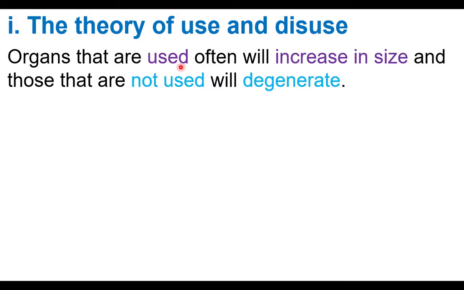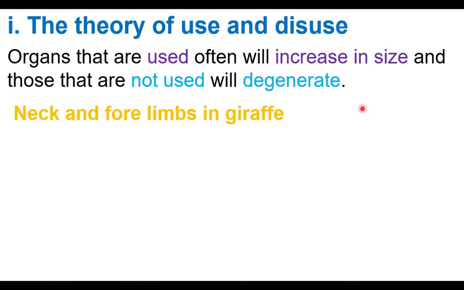When the organs are used, their efficiency increases, the size increases. When the organs are not used, they will degenerate, their efficiency decreases. This is the use and disuse theory. To explain this theory, he gave an example, that is the lengthening of the neck and forelimbs in giraffe.